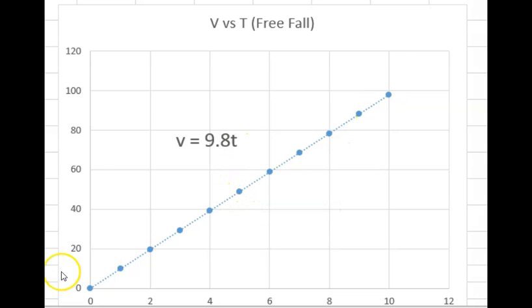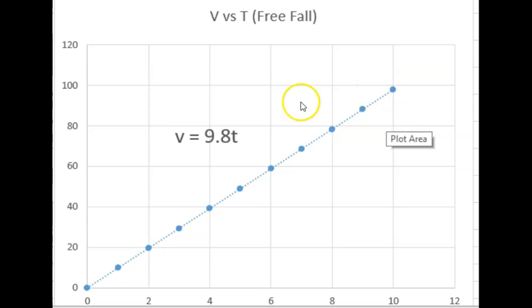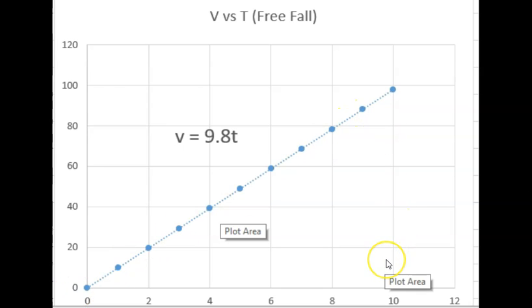And lastly, if we were to take the area under this triangle, using the area formula of a triangle, 1/2 base times height, we see that we have a base of 10, a height of 98. 98 times 10 is 980. 1/2 of that is 490, and the area of this triangle is 490 meters, and that's the distance the object has fallen in 10 seconds.